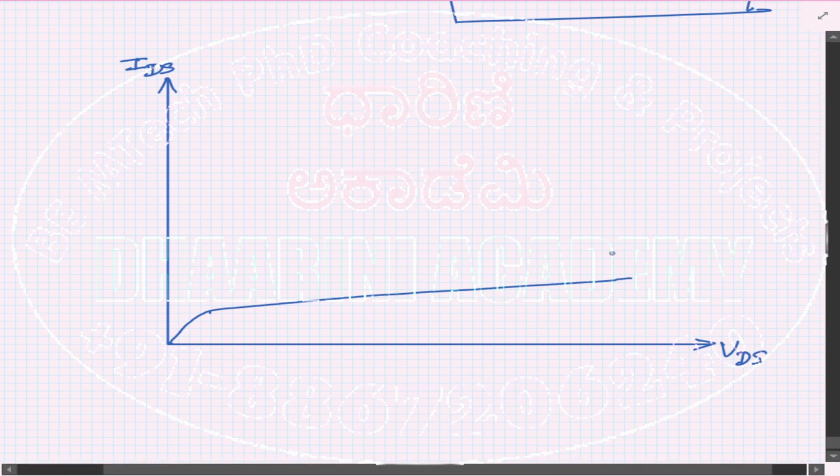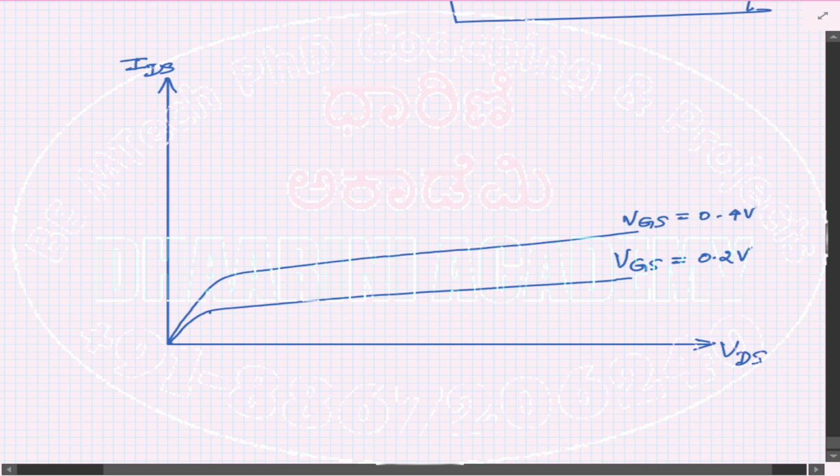Let me assume that VGS is equal to 0.2 volts. It's a fixed voltage. Next, let me assume that we increase the gate to source voltage slightly, say 0.4 volts. In that case, the graph is going to look like this. So in this case, input voltage VGS is kept constant at 0.4 volts. Further increase, let's say VGS I keep as 0.8 volts, so gate to source voltage is 0.8 volts, a different value.